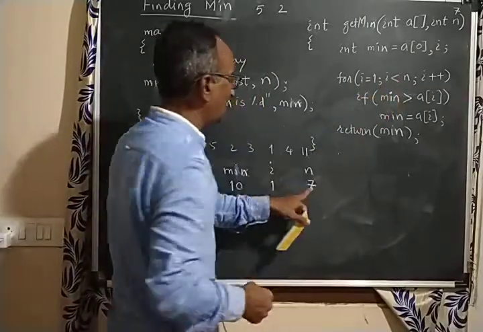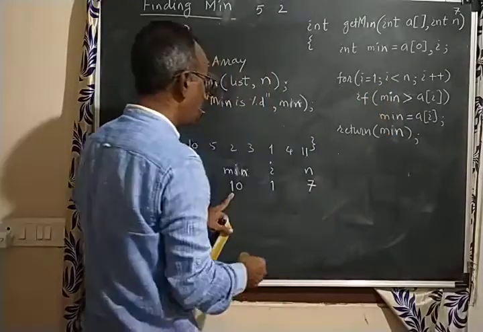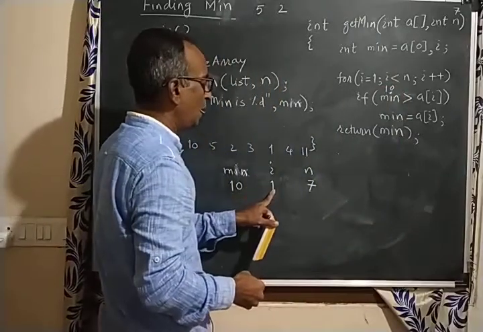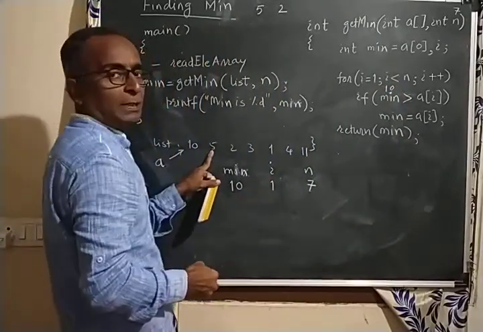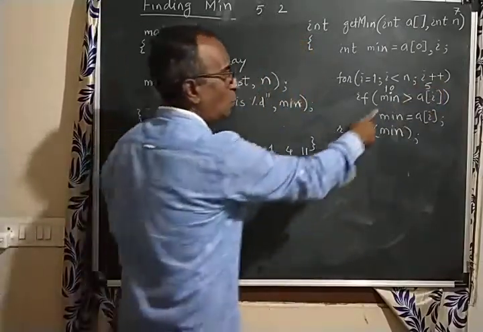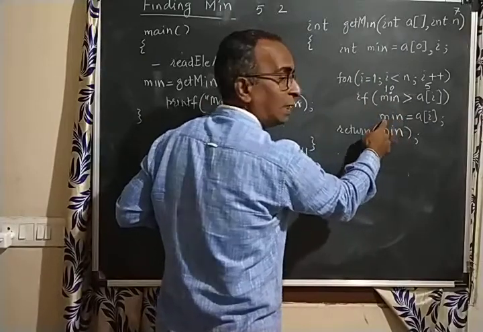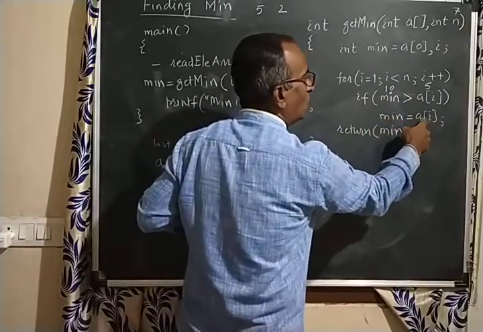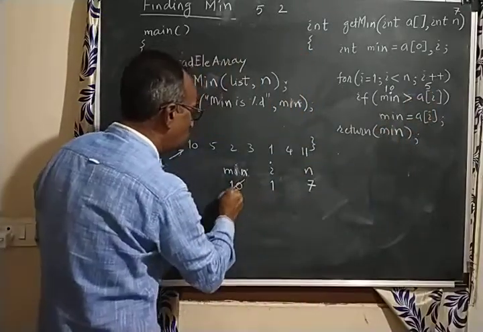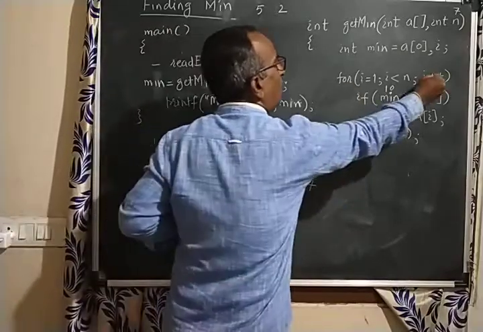Whether 1 is less than 7? Yes, true, it will come inside. What is the minimum value? Current minimum is 10. What is a of I? A of 1 is 5. Is this condition true? Yes, true. This is greater than this. When true, it will come inside this if block. A of I, which is 5, will be given to minimum. So minimum is changed to 5. Then again I plus plus.